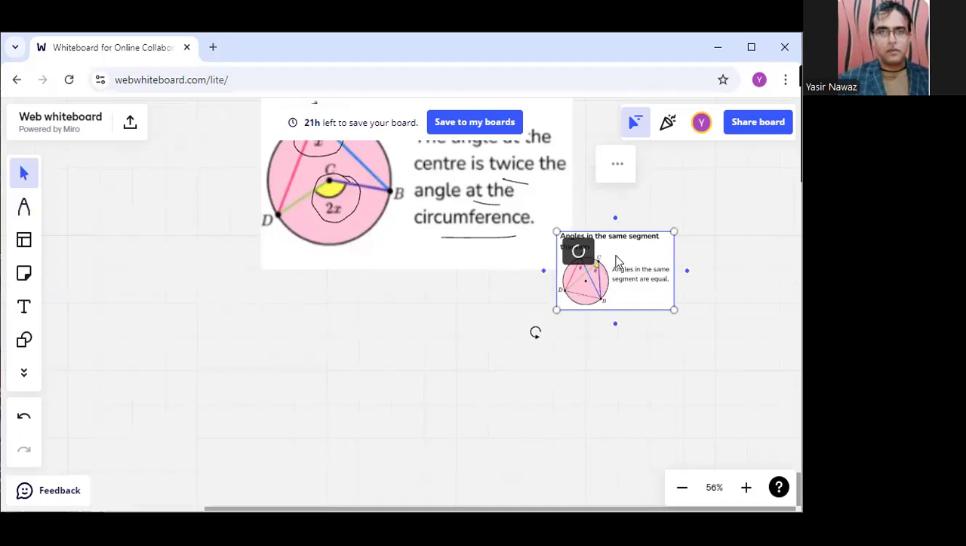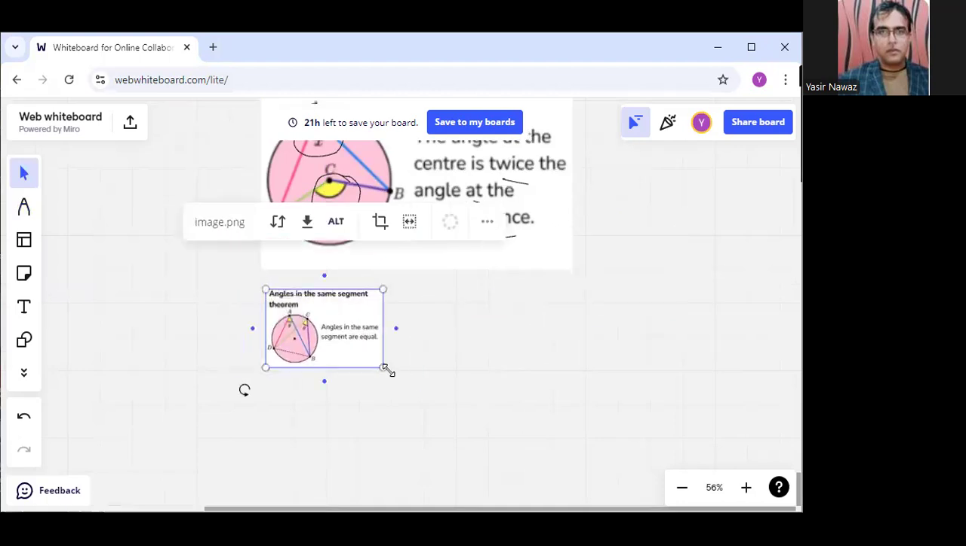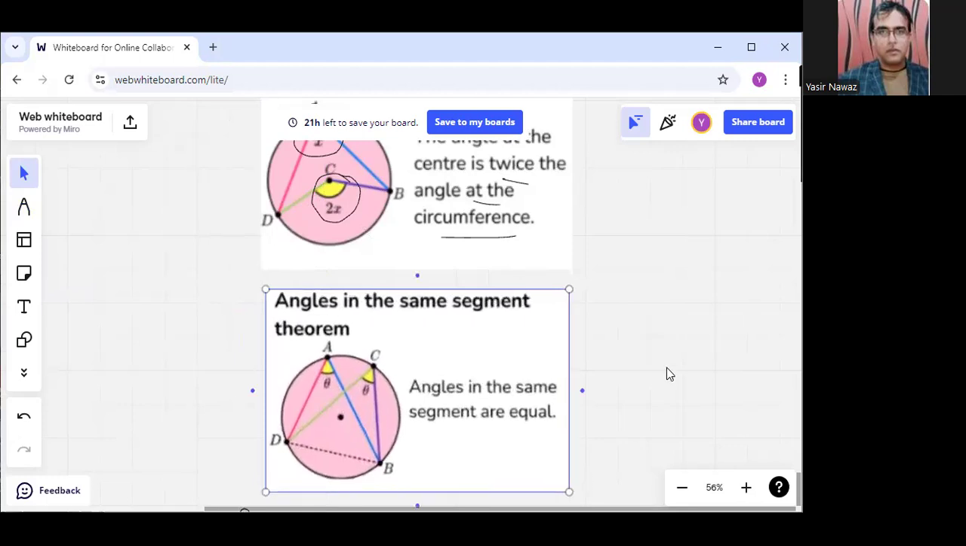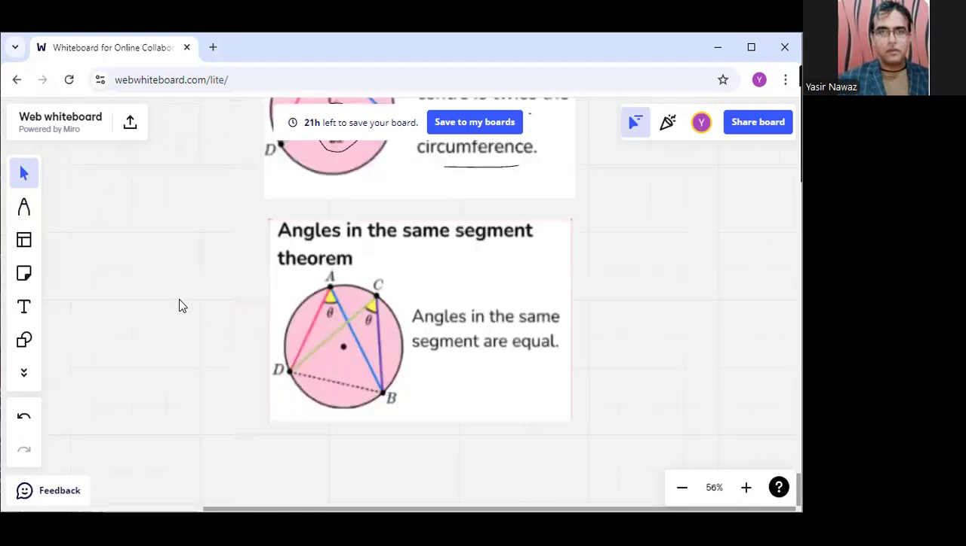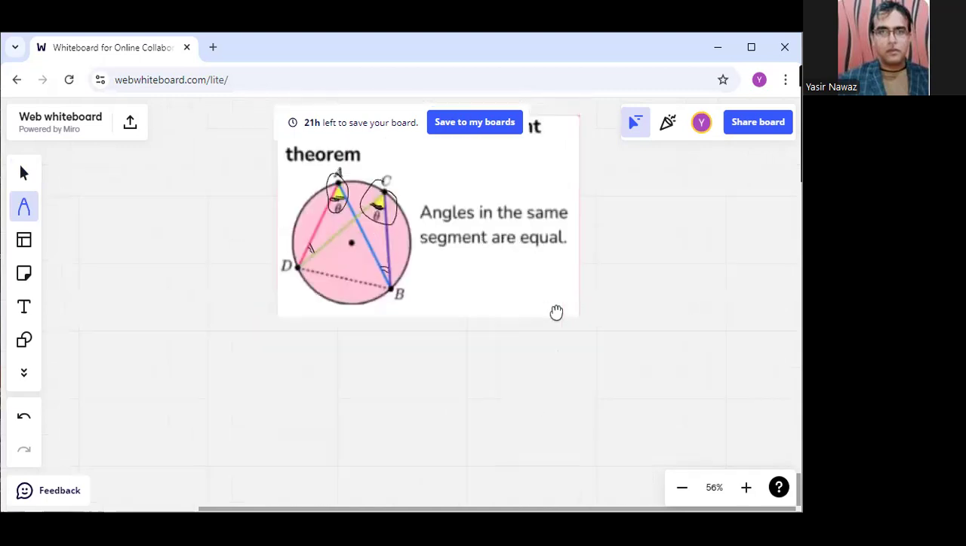Now the third theorem. What does the third theorem say? The third theorem says that angles in the same segment are equal. So this is a chord, and this is a chord. All these are chords, and none of the chords is passing through the center of the circle. But here, this angle is congruent to this angle. If these two angles are congruent, then these two angles would also be congruent. So that's angles in the same segment.